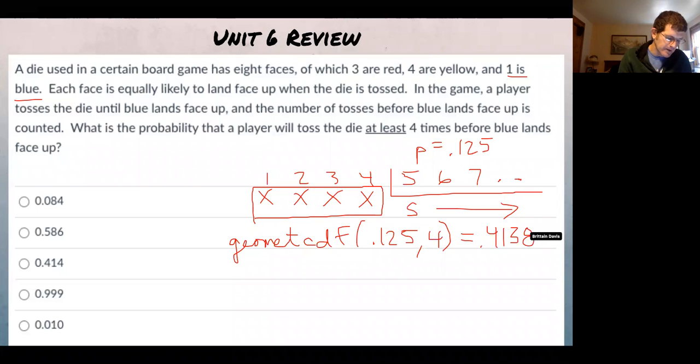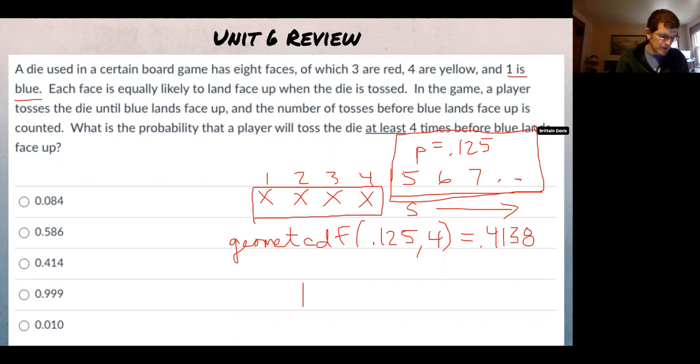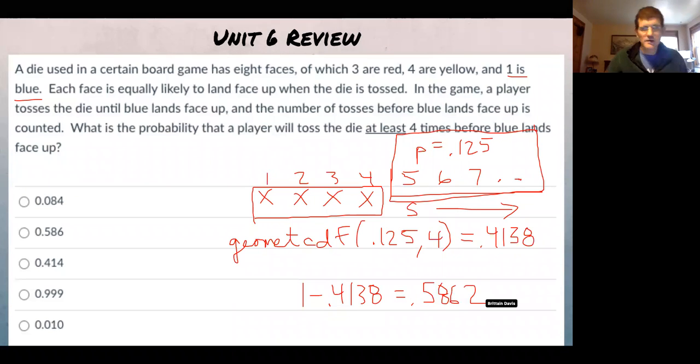I can paste that and I get 0.4138. Now this is not what I want to have happen, so I just want to get the complement of it. If I can get the complement of this value, that's going to give me the probability of having the scenario play out like we hope. So 1 minus 0.4138 gives me 0.5862. There's a 58.6% chance that I will last at least until the 5th trial until I get a blue.